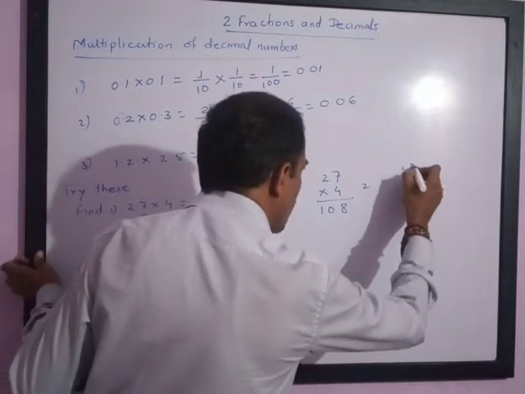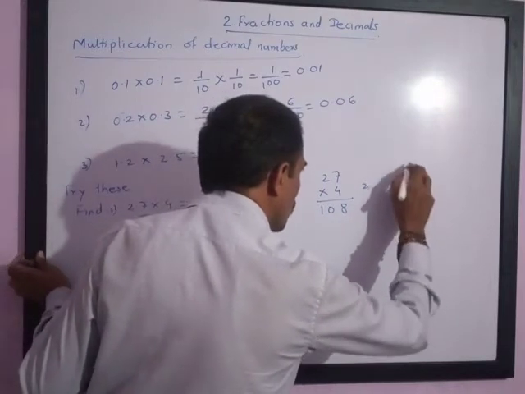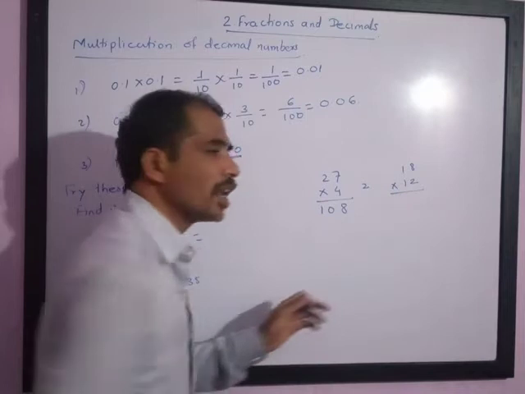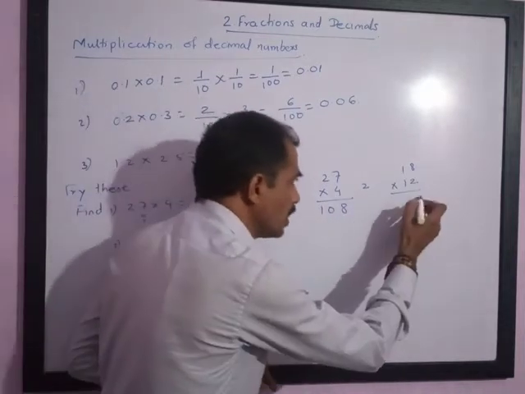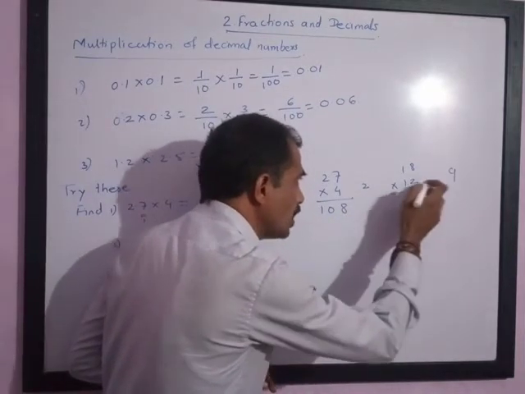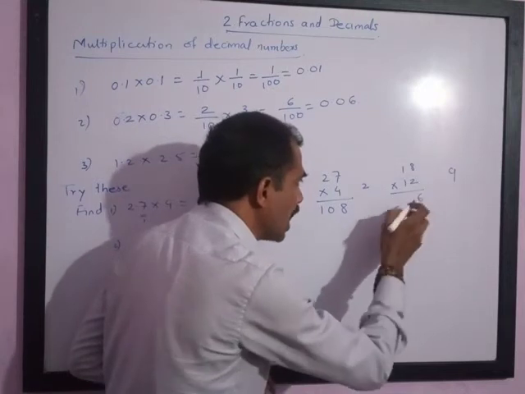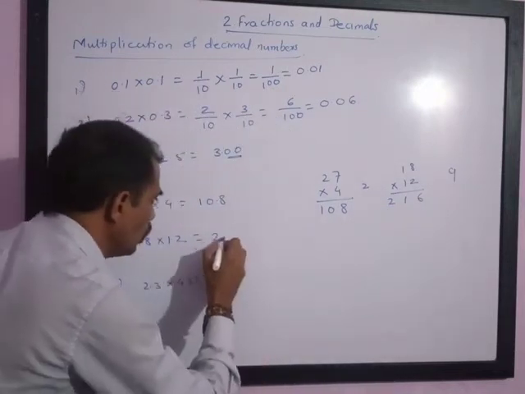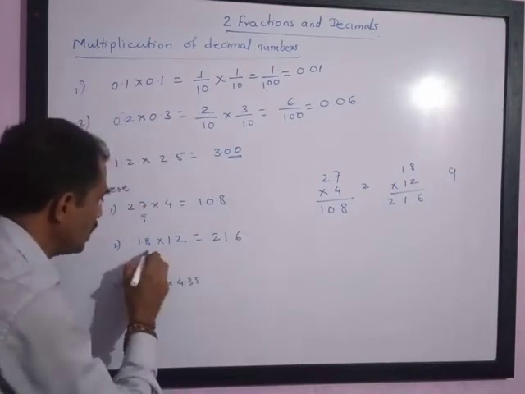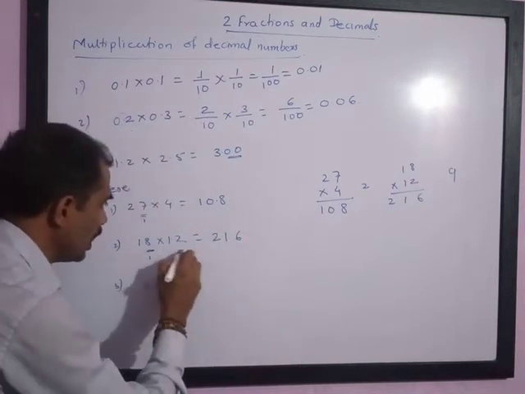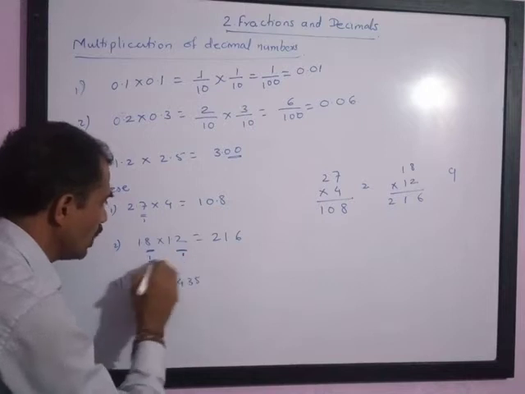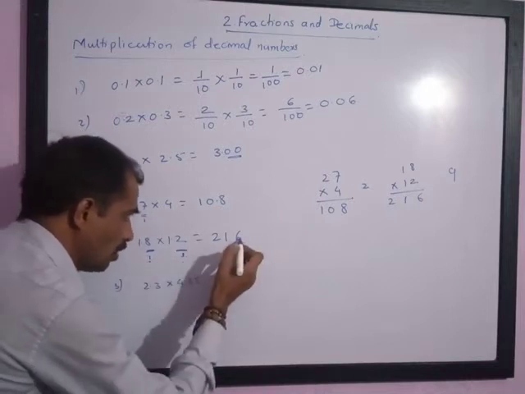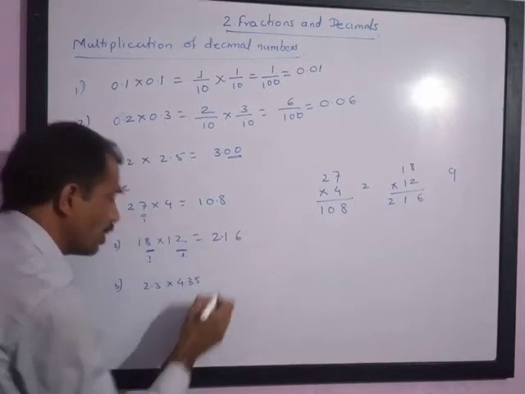Next is 1.8 into 1.2. Multiply as if decimal points are not there. We know 12 8s are 96, 9 carries, 12 1s are 12, 12 plus 9 is 21. Now the answer is 216. Count how many digits are there. Here it is 1 digit, here it is 1 digit. So you have to give the decimal point after 2 places. So here we will get 2.16, with the decimal point here.